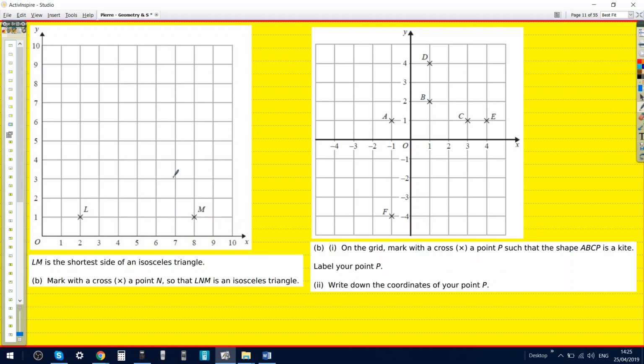Okay, the one on the left. It's the shortest side of the isosceles triangle. So that's going to be the base. Mark, and so that's the isosceles triangle. So it's going to go straight up through the middle. Yes, and so where is the middle? The middle would be 5. Yes. So just anywhere along there, and I'll just do it at the very top.